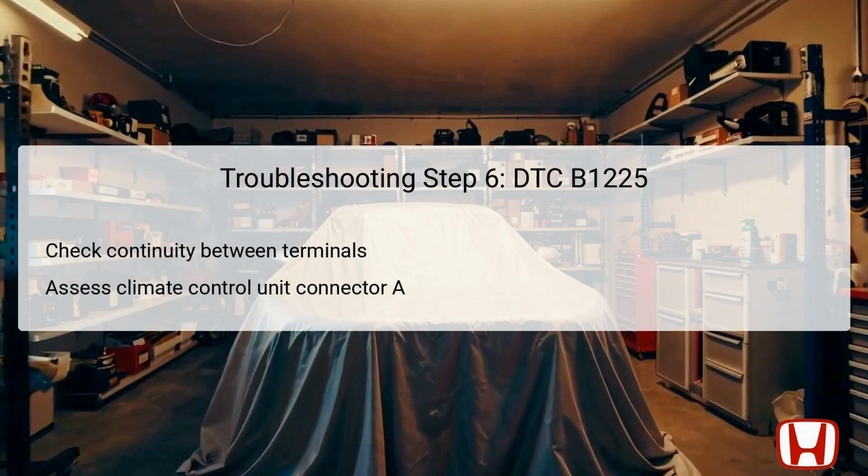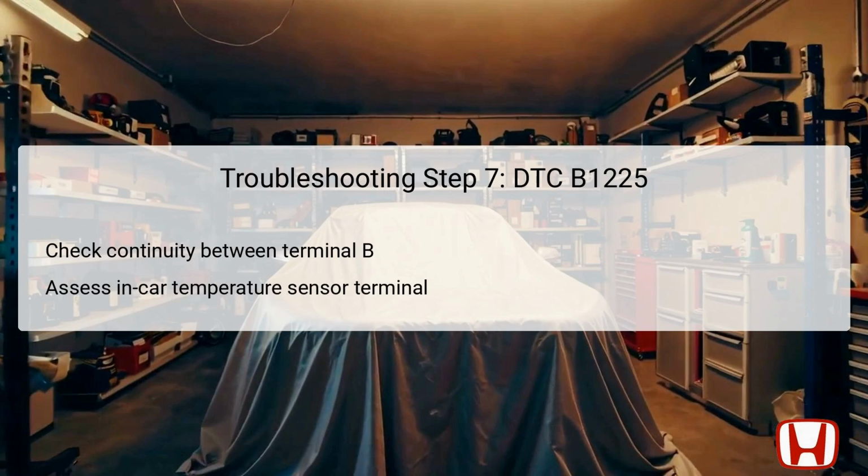sensor. If there is continuity, this indicates that the wire between these 2 points is functioning as intended, and the issue may lie elsewhere. However, if continuity is absent, it would suggest an open in the wire, necessitating repairs to address the defect and restore the circuit. This step is essential for diagnosing circuit integrity and ensuring that the climate control systems function effectively.